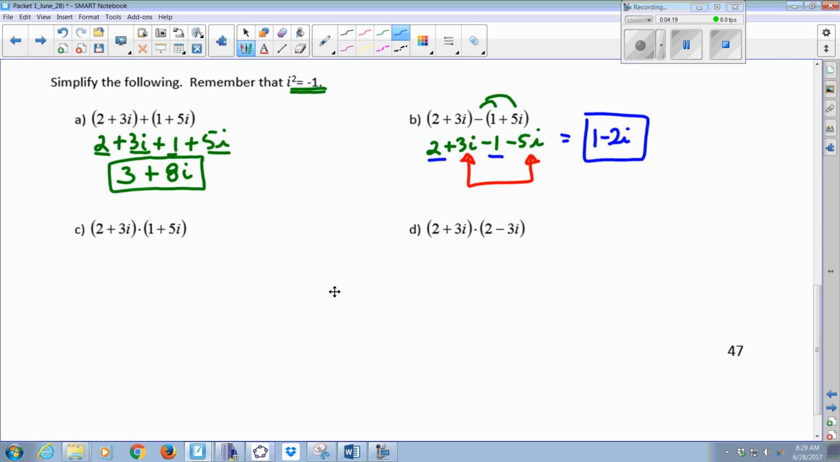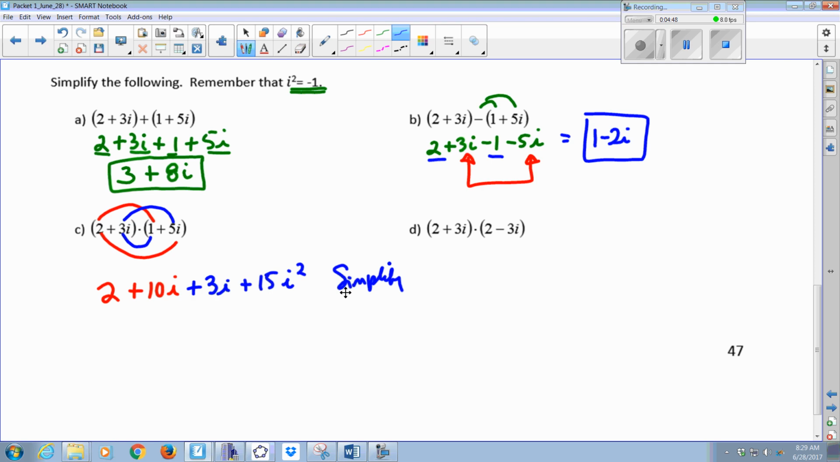Now with c and d, which involve multiplication, we still use our distributive property twice. 2 times 1 is 2. 2 times 5i is 10i. And then 3i takes its turn. 3i times 1 is 3i. And then 3i times 5i is 15i squared. So now we have to simplify this. Again, we combine like terms. These are our like terms.